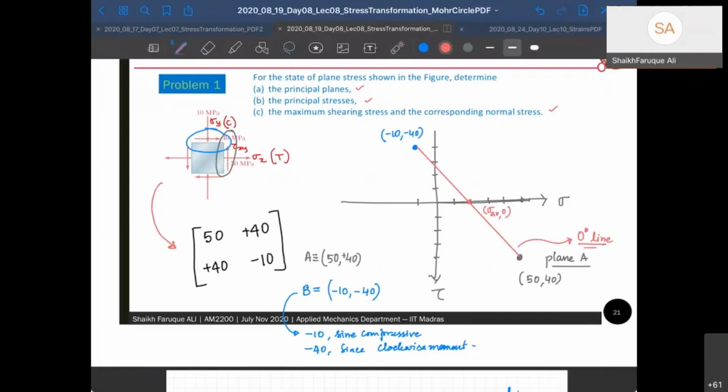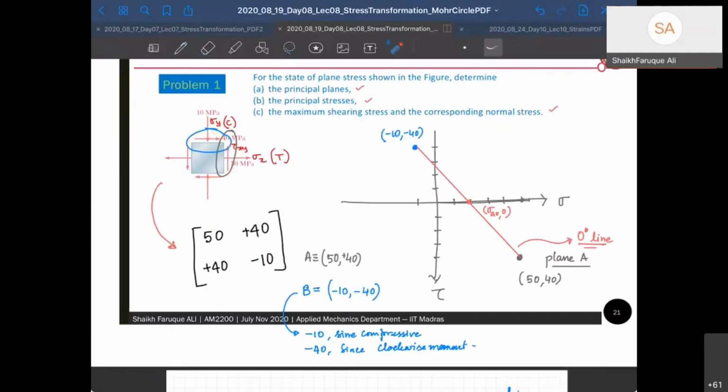Sir, in the matrix they give plus 40, right? Yeah, in the matrix I'll put plus 40 for both, because the matrix representation is different and the Mohr circle representation is different. The matrix representation goes by this side. I've already made these signs, right? Got it, sir. So the matrix representation is based on this sign. So this is my positive matrix representation.